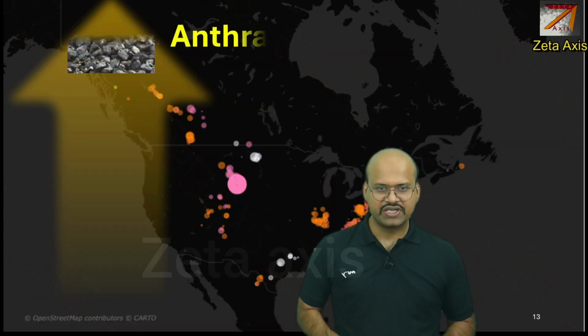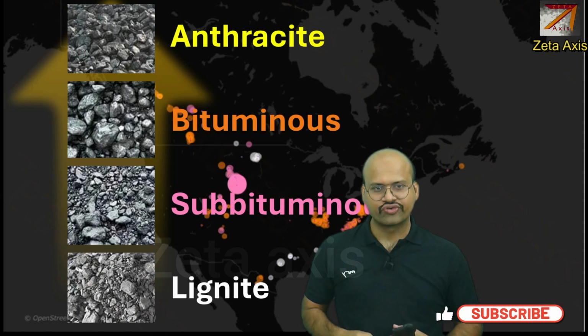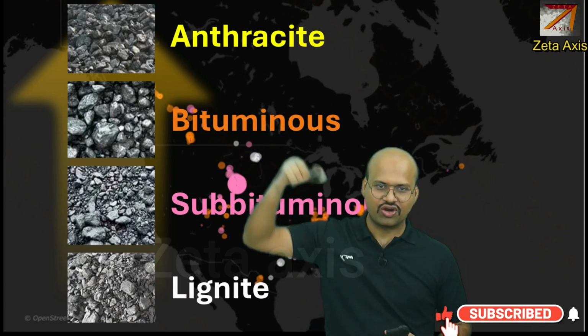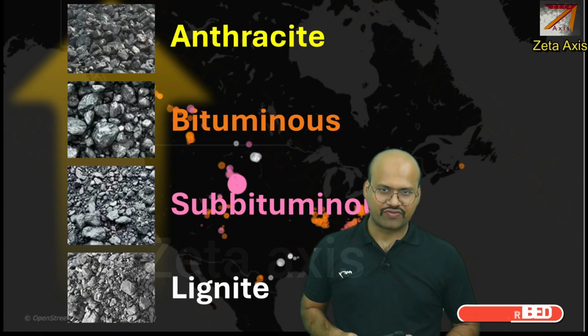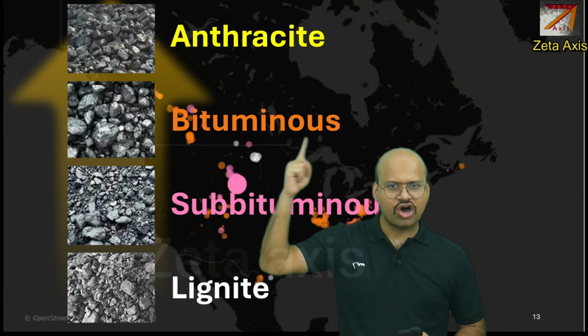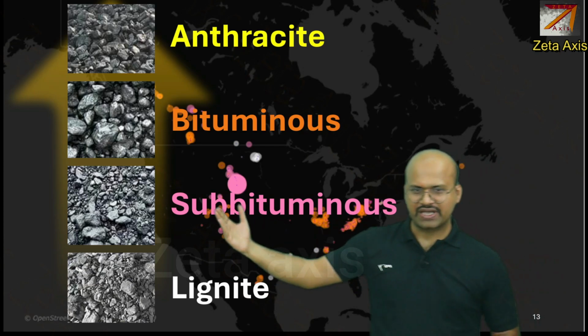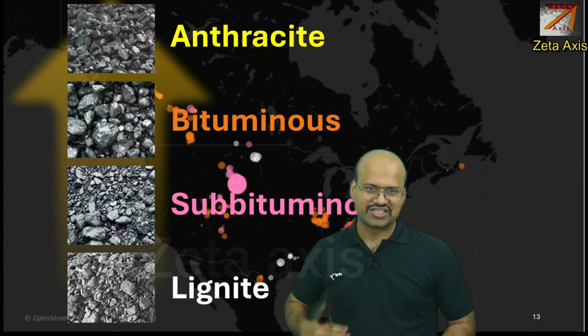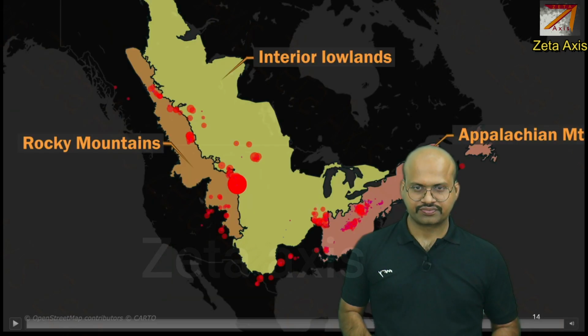So if we see the meaning of these, then we can see that anthracite is the highest grade of coal, and it is indicated by this yellow color. Then we have bituminous coal, which is the second best type of coal, and it is indicated by this orange shade. Then we have this subbituminous coal indicated by the pink color, and then we have the lignite, which is indicated by the white color. This is the lowest form of coal.